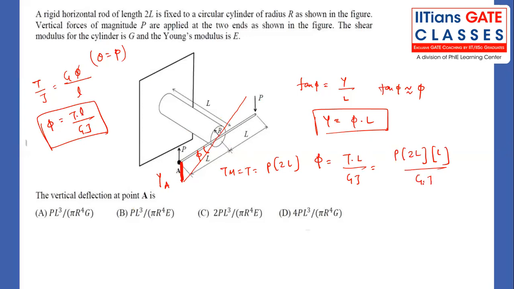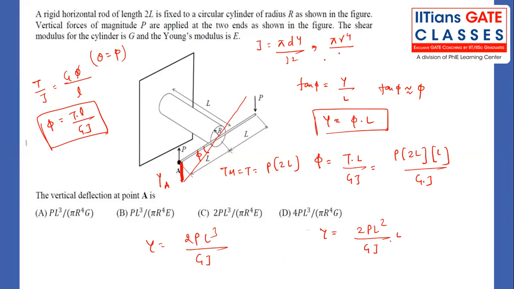Into L divided by G into J. Put into that formula, you will get 2PL square divided by G J into L, so you get 2PL cube divided by G J. And you have to put the value of J also. J is pi d to the power 4 divided by 32, or we can also write pi r to the power 4 divided by 2. When you put the values, the answer is D. So the only twist in this question is to recognize the relationship between angle of twist and deflection.